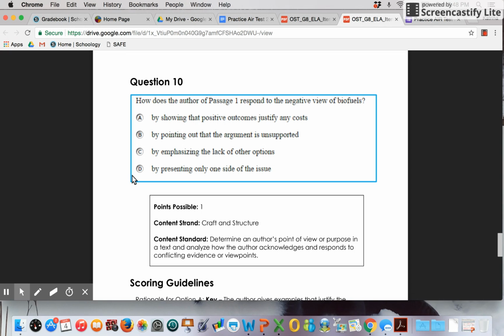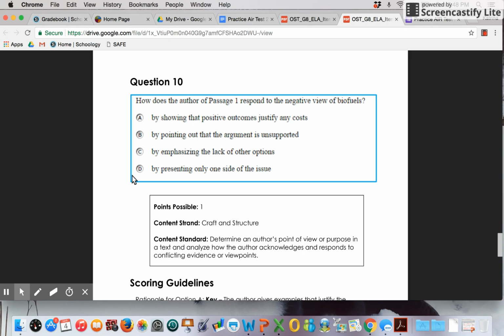For C, you may select this one because the author only talks about biofuels as an alternative source of energy. However, this doesn't mean that there are not other options available. The author just doesn't mention them. She takes the time to teach you about biofuels, but that does not mean that there are no others.